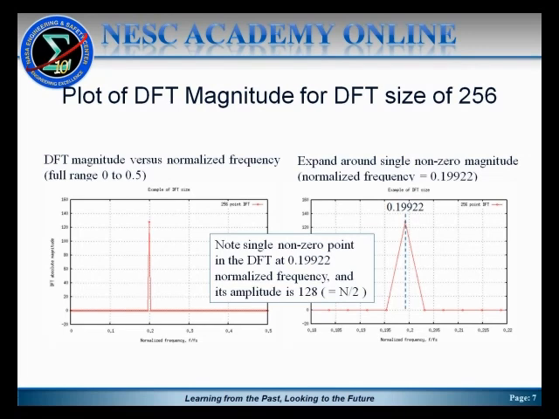Now, again, if we expand around that area of where the non-zero DFT occurs, you'll actually see the blue dotted line on the chart to the right shows where the peak of that PSD occurs, and where you get the single non-zero point with a value of 128. And you'll see that it does indeed occur at a frequency of 0.19922, and then on either side of that, which is 1 over 256 of a normalized frequency on either side, you see it is actually back to 0 magnitude. So you only have one data point, non-zero, and that occurs right at the normalized frequency that we put in of 0.19922.